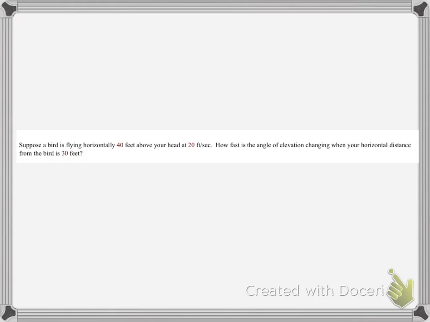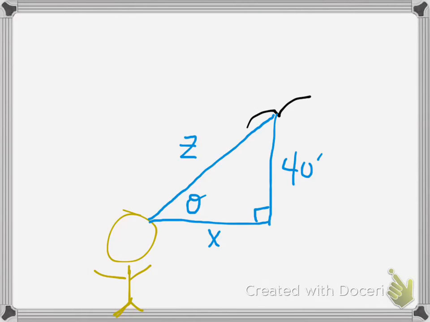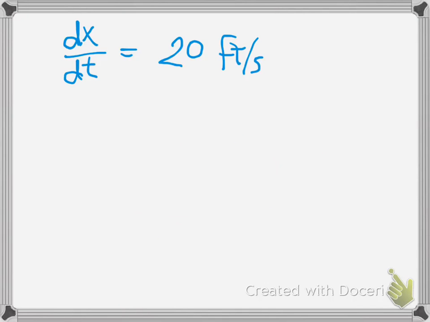So it says, how fast is the angle of elevation changing when your horizontal distance from the bird is 30 feet? So we want to know how fast the angle of elevation is changing. In our picture here, theta is the angle of elevation. So we want to measure how fast that's changing.